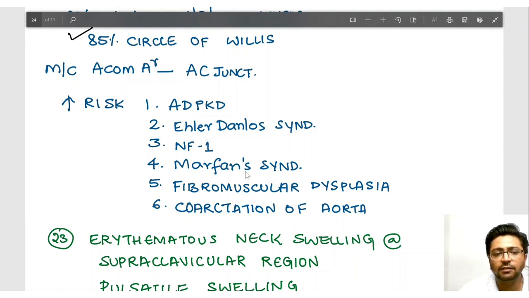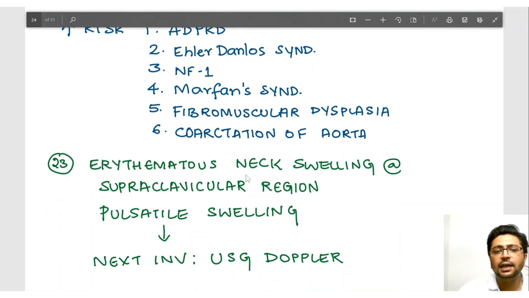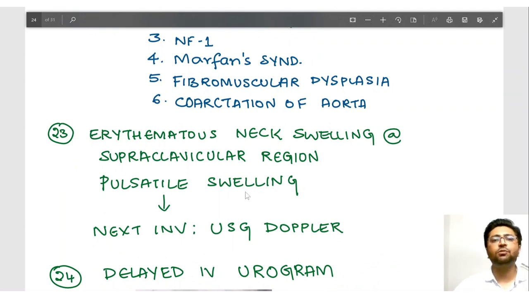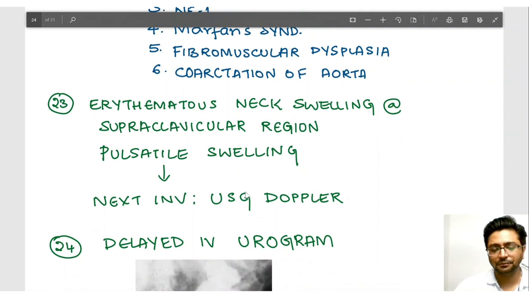The next question which was given is, there is an erythematous neck swelling at the supraclavicular region and it is a pulsatile swelling. So what is the investigation you want to go for? Investigation of choice, the first investigation, would be an ultrasound Doppler of the neck.